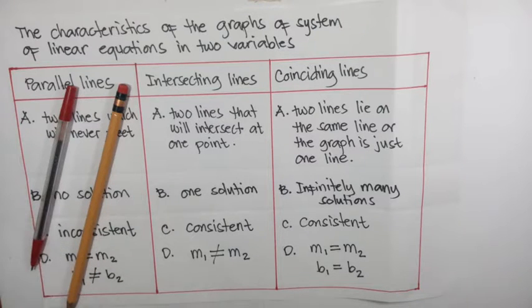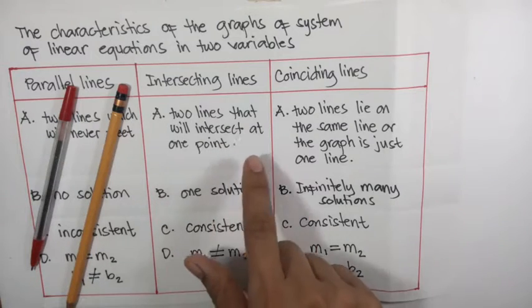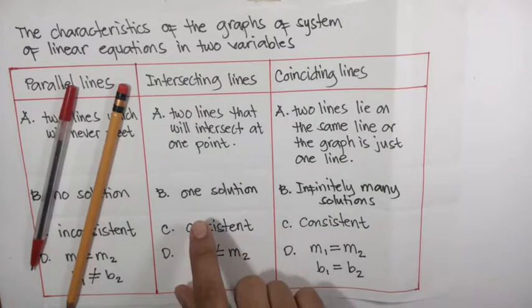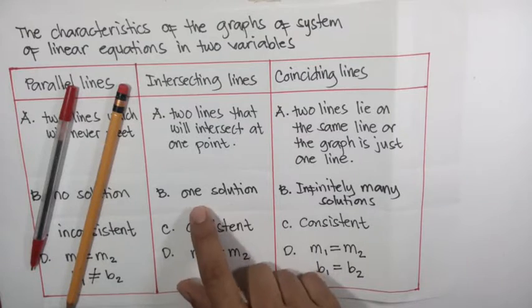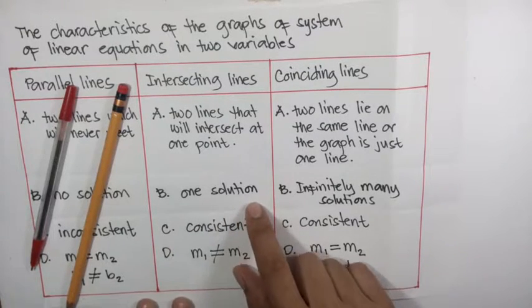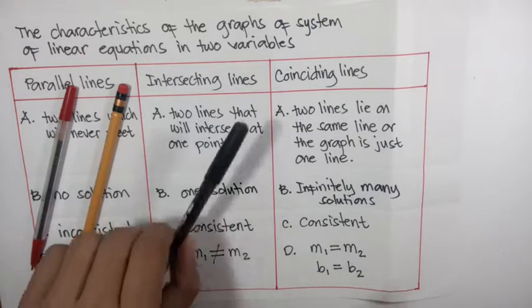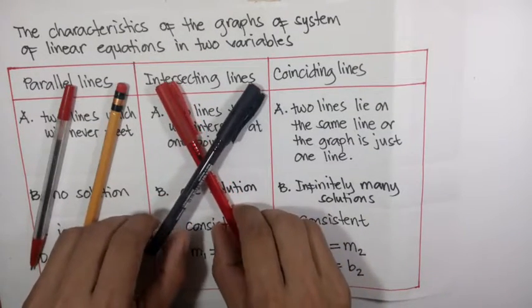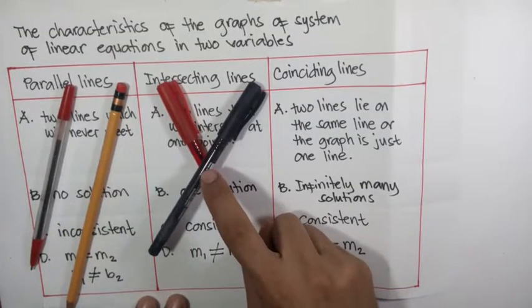Okay, now the second, intersecting lines: two lines that will intersect at exactly one point. If there is an intersection, there would be a solution. If it's only one intersection, there would be one solution. If there is a solution, it is consistent, and the slope of the first line is not equal to the slope of the second line. So this is the illustration. The intersection point is the solution. Take a look, the intersection point is the solution. This one, there is only one.